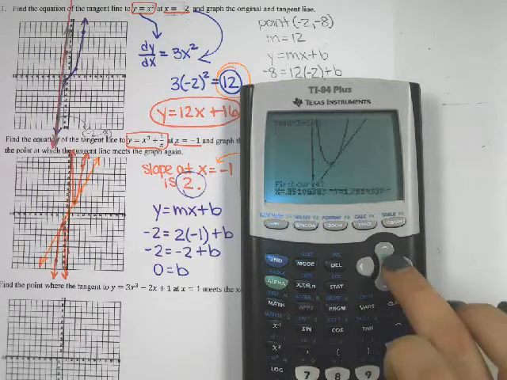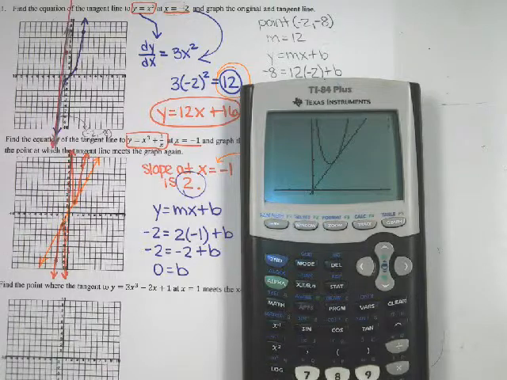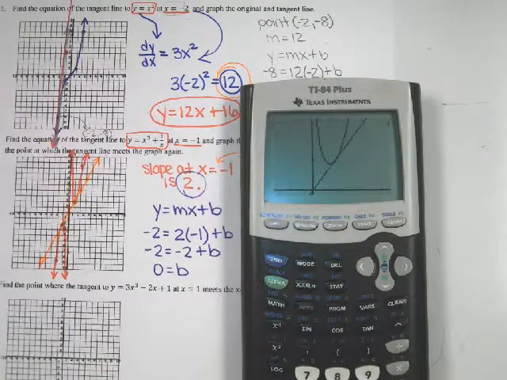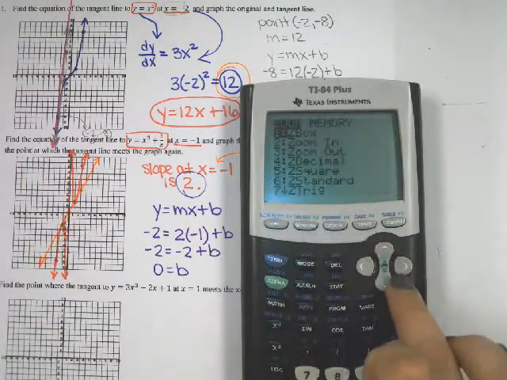Second, calculate, intersect. Let's see how it does this time. See if zooming in once fixes it. Ooh, not looking good. Try zooming in again.